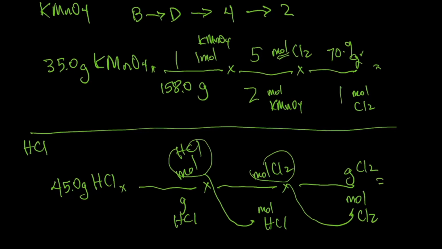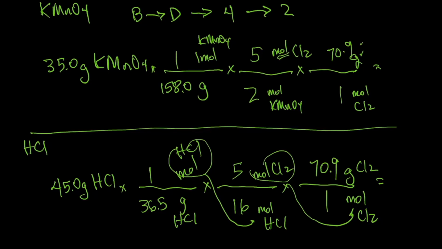So what is the molar mass of HCl? It's 36.5. 36.5 grams is 1 mole. What is the balanced equation? It's 16 moles of HCl for every 5 moles of chlorine. 16 to 5. And then what is the molar mass of chlorine? I have it up here, 70.9.